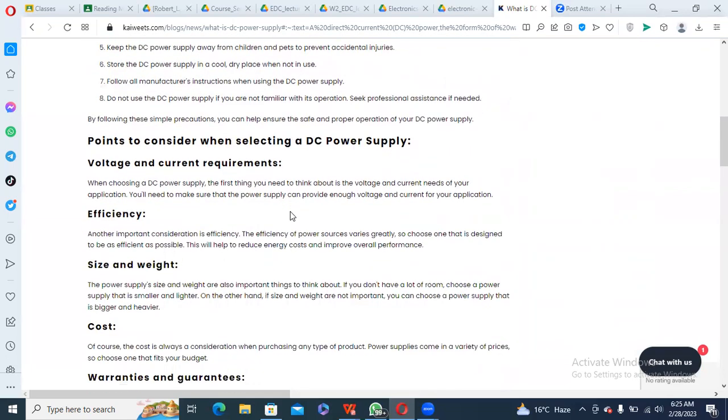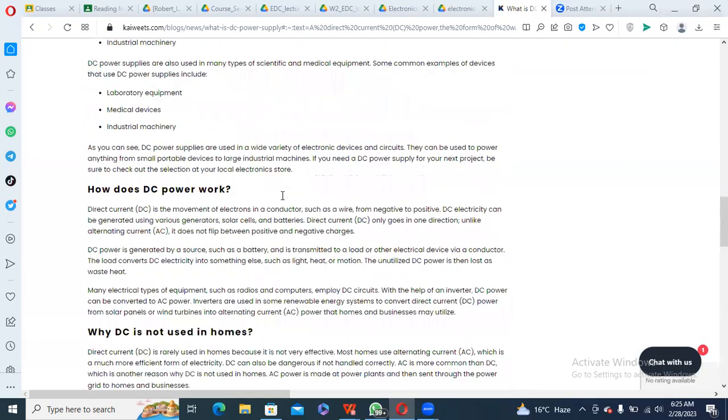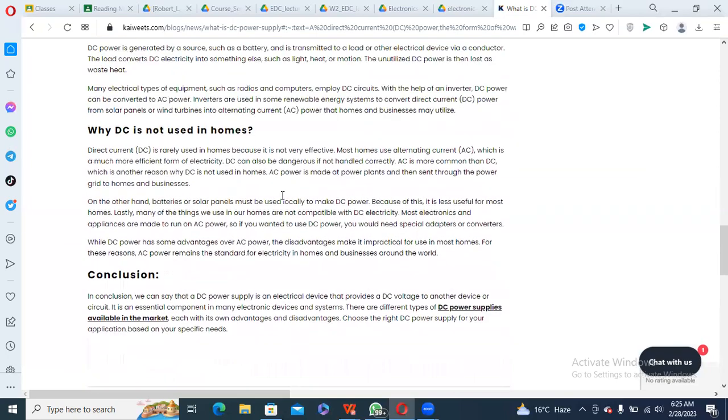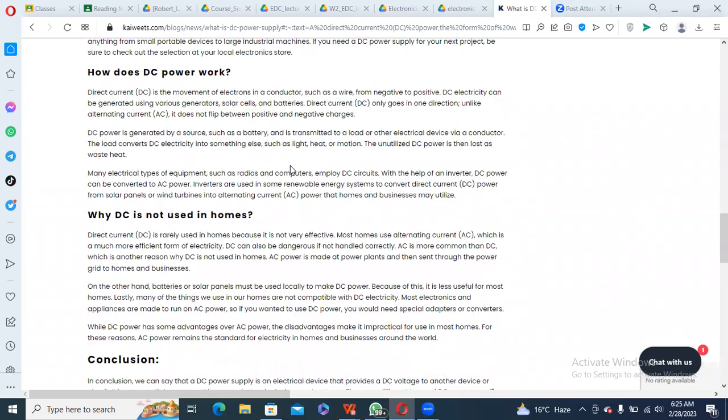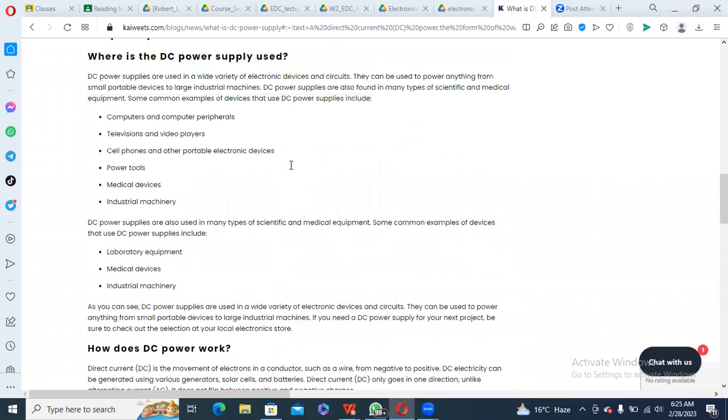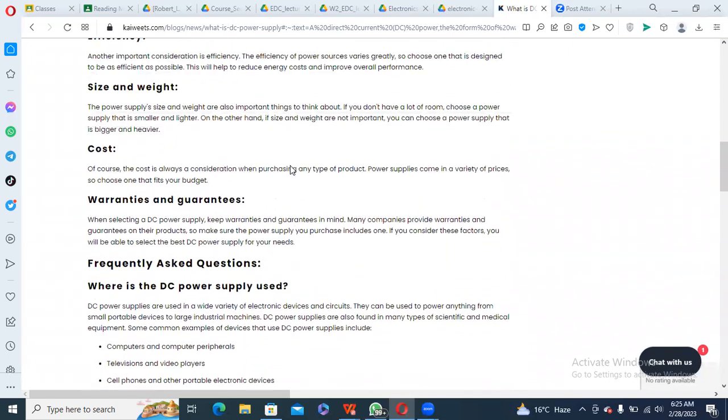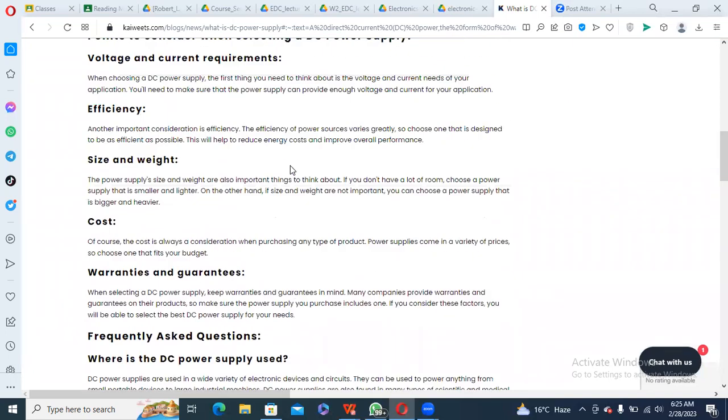We have some points to consider when selecting a DC power supply. We should consider voltage and current requirements, efficiency, weight, and cost. Of course, cost is always a consideration when purchasing any type of product. Power supplies come in a variety of prices. Choose one that fits your budget, efficiency, size and weight.